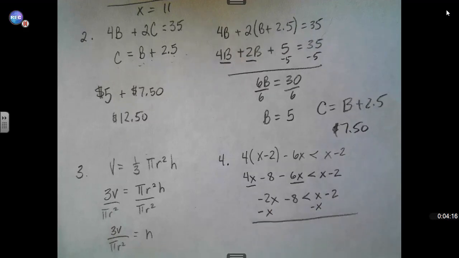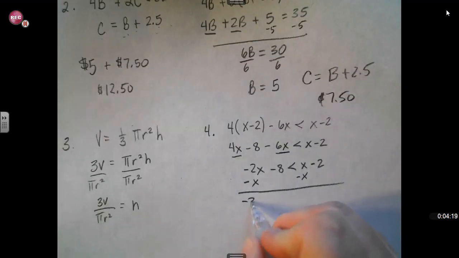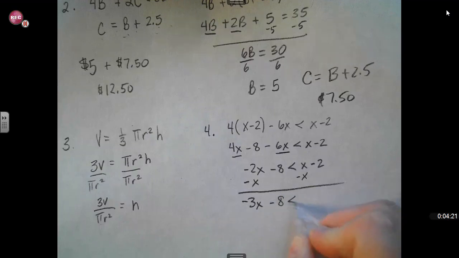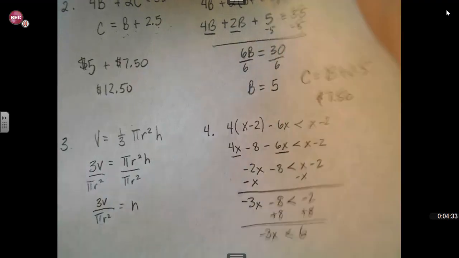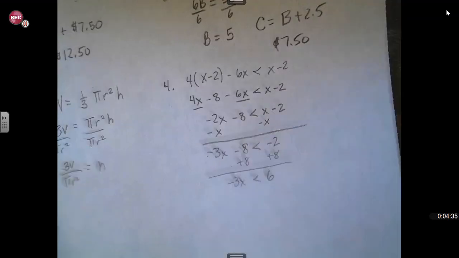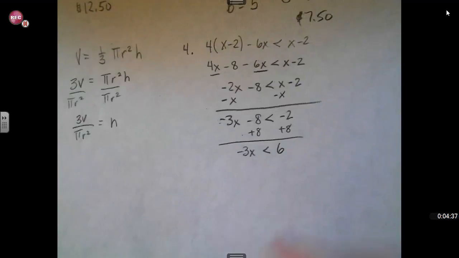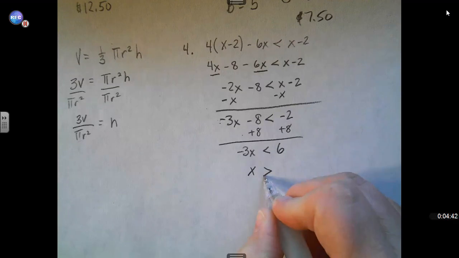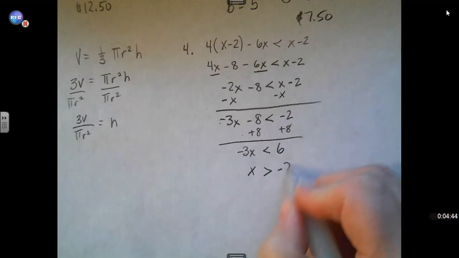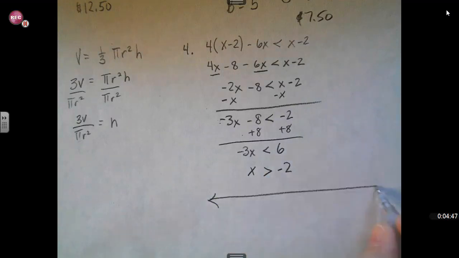And I get negative 3x minus 8 is less than negative 2. I'm going to add 8 to both sides. I get negative 3x is less than 6. And then to solve that, I divide both sides by negative 3. And when I divide by a negative, I flip that inequality. So x is greater than negative 2. And that goes on the answer blank.